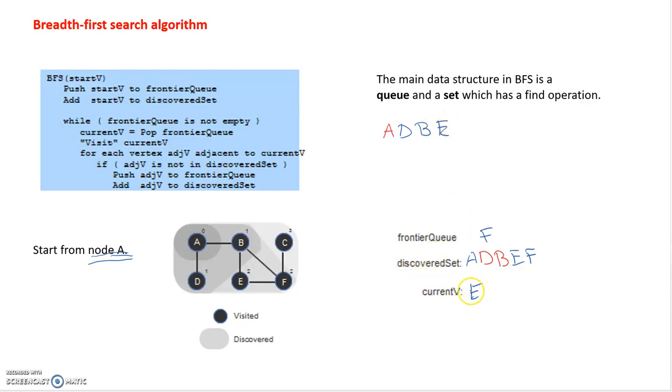and then look at the nodes adjacent to E. What are the nodes adjacent to E? B and F. B is already in the discovered set. F is already in the discovered set, so the conditional statement will not execute. So we go back to the top of the loop. Frontier queue has F in it. We'll pop it and place it in the current V. We visit the vertex F and then look at the nodes adjacent to it.